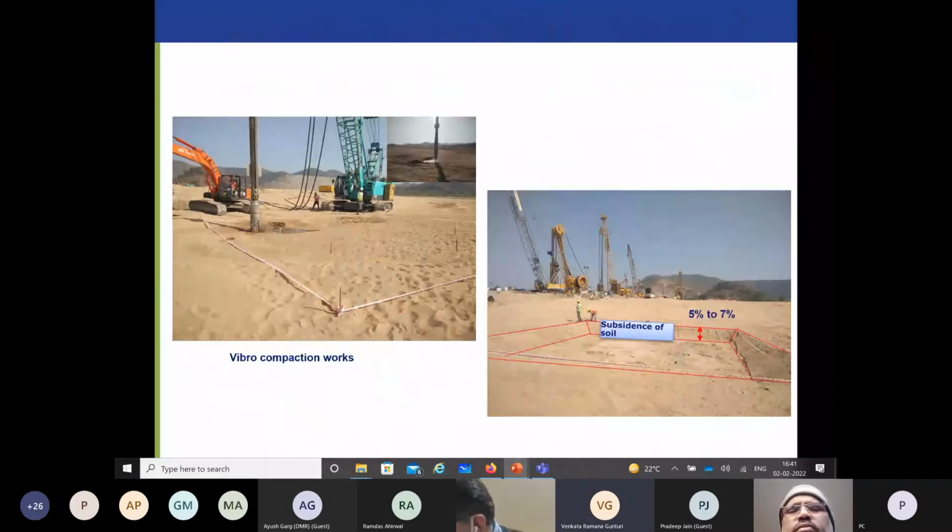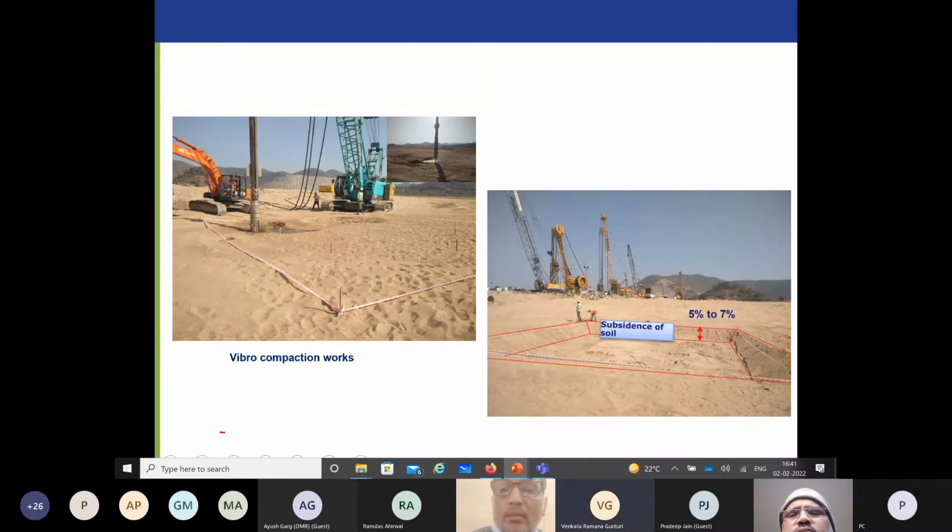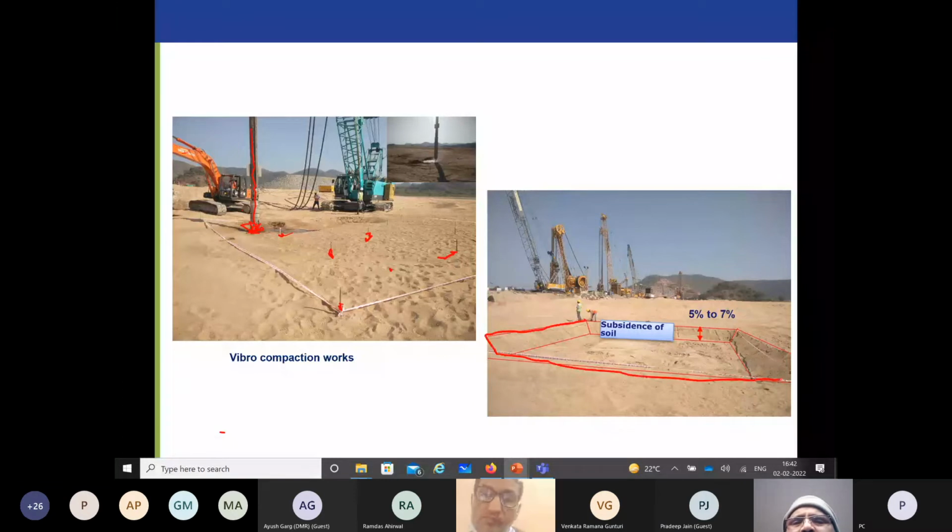And just to show you, this is the Vibro compaction work in progress. This is the vibrator that is going down into the ground. You go down and then start compacting. Once you reach the required depth, then you vibrate it, and then you put the sand. When you carry out the work at this location, at this location, at this location, like predetermined positions, you can see the subsidence of the soil. The soil went down by 5 to 7% of the 20-meter height, which clearly shows that the soil has attained a higher relative density.